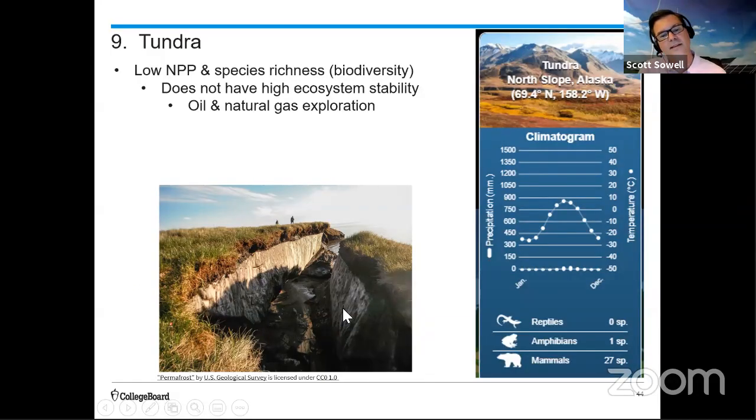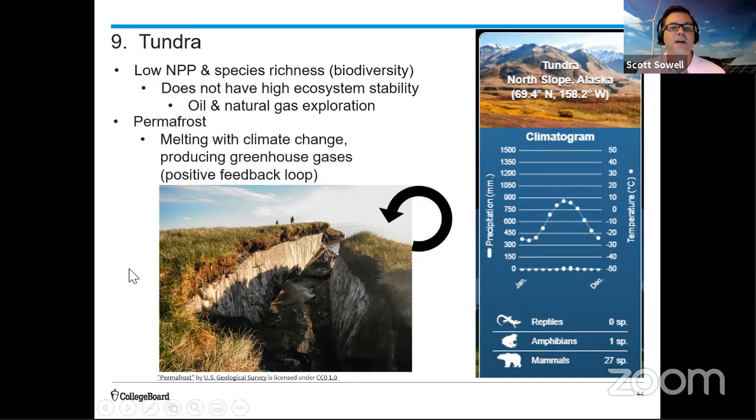And this permafrost locks in a lot of organic material. Unfortunately, because of climate change and global warming, we're seeing the melting of permafrost. What happens when that permafrost melts? Decomposition, which was before stopped because it was frozen. Now the decomposition starts again.